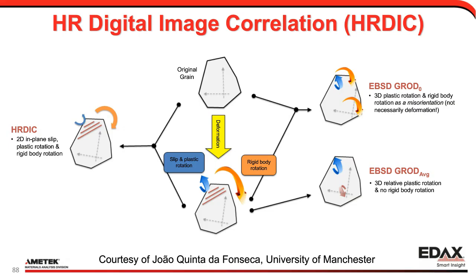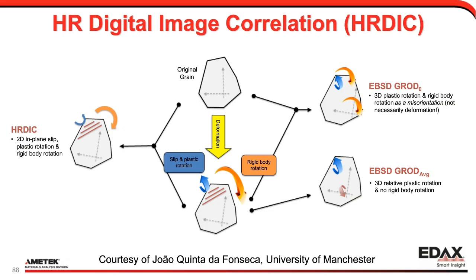So going back to an in situ experiment where you have the pre and post orientation measurements, then you capture 3D plastic rotation and rigid body rotation as a misorientation, but not necessarily a deformation. Whereas with the EBSD, the GROD compared to the average orientation, you capture the plastic rotation, but no rigid body rotation. So this is an interesting way. It gives you different ideas of what you're seeing in the microstructure as you deform the grain.